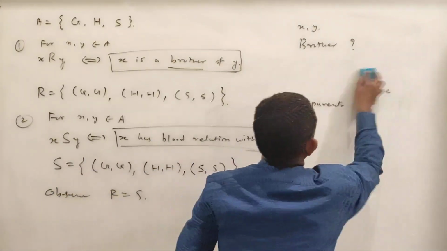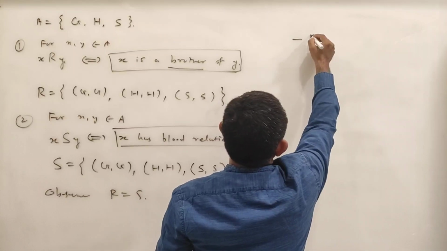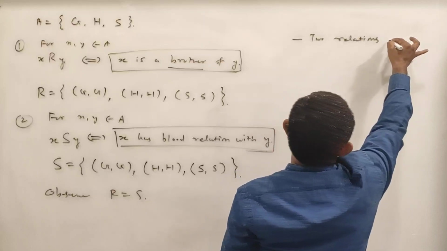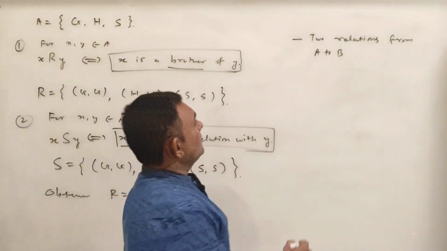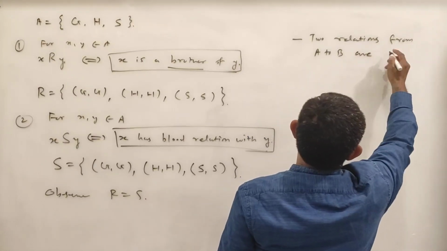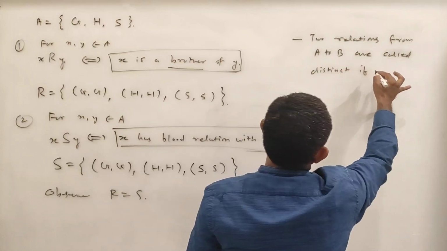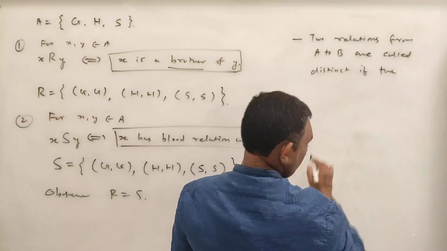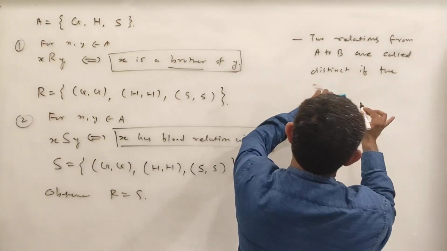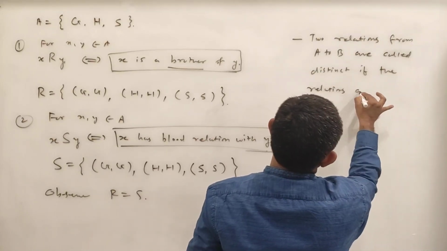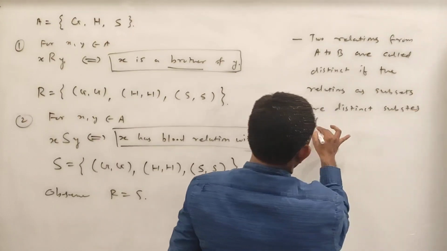So let us give this note. Two relations from A to B, or on A, two relations from A to B are called distinct if the relations as subsets are distinct subsets of A cross B.